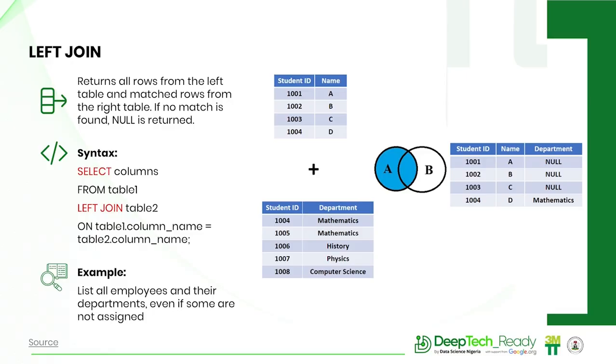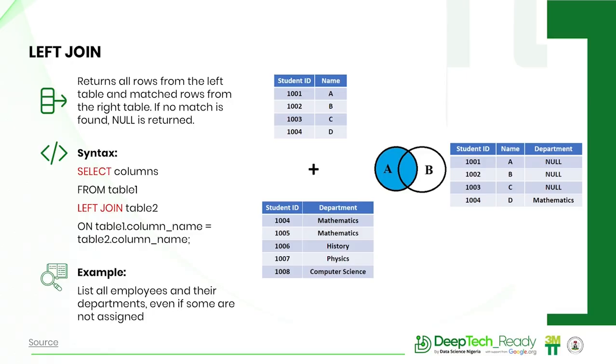We also have student ID 1003, which is C, which also doesn't have a department. There's only student ID 1004, which is D, coming from the mathematics department. So this is the only matching record that is coming from the right table. Wherever those records are not there, we have them returned as null.